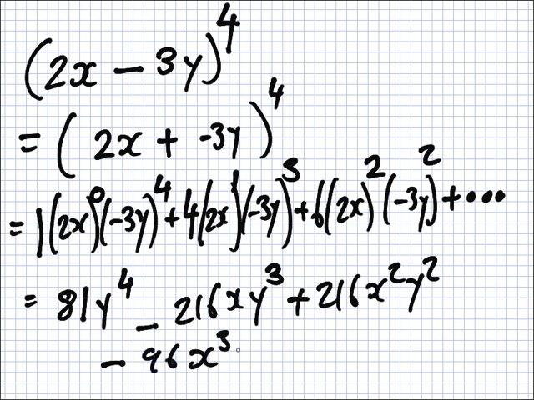X cubed Y. And then the last one is plus 81. No, 16. 16 cubed, 4. Y. No, oh, X. X 4. Yeah. Pretty straightforward, right? Nothing too exciting, right?